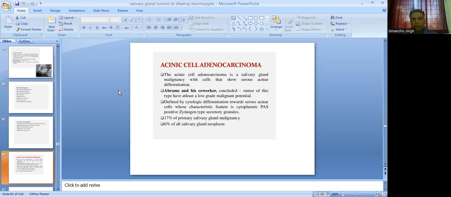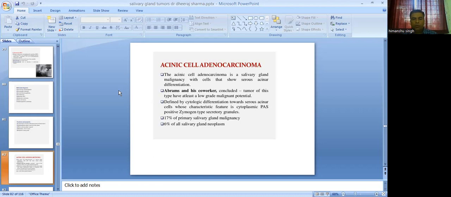Then we have the next topic, acinic cell adenocarcinoma. It is a malignant salivary gland tumor which shows serous acinar differentiation. Abrams and his co-workers have concluded that tumors of this type have at least low-grade malignant potential.